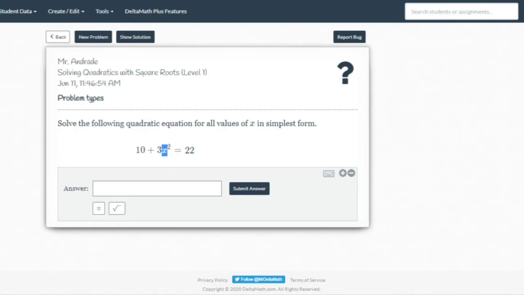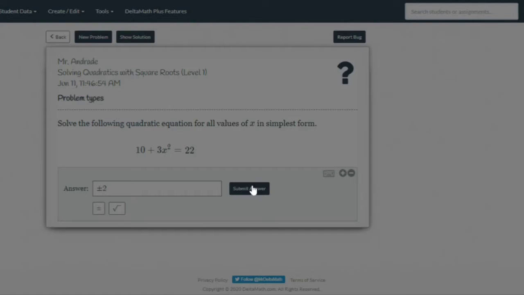All right. So 22 subtracted by 10 is 12, divided by 3 is 4. The square root of 4 is 2. When we do take the square root, we're going to have a plus or minus. So you're going to go plus or minus 2. Now let's check this answer.